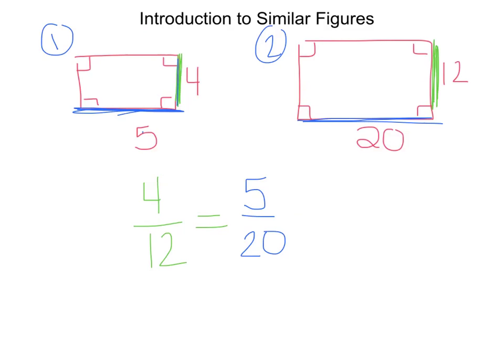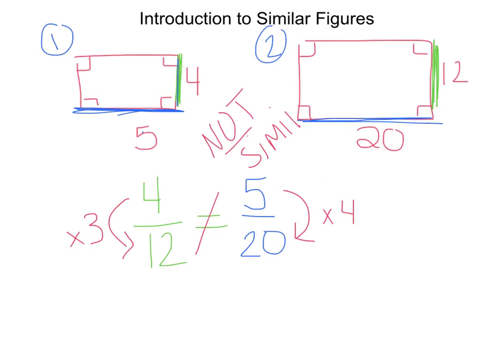Let's see, from here to here. So to get from 4 to 12, I have to multiply by 3. But then to get from 5 to 20, I have to multiply by 4. Since 4/12 is not equal to 5/20, we would say that these two figures are not similar to each other. Even though they're both rectangles, even though they both have 4 90-degree angles, the ratio of the sides, of the corresponding sides, are not proportional. So therefore, these are not similar figures.